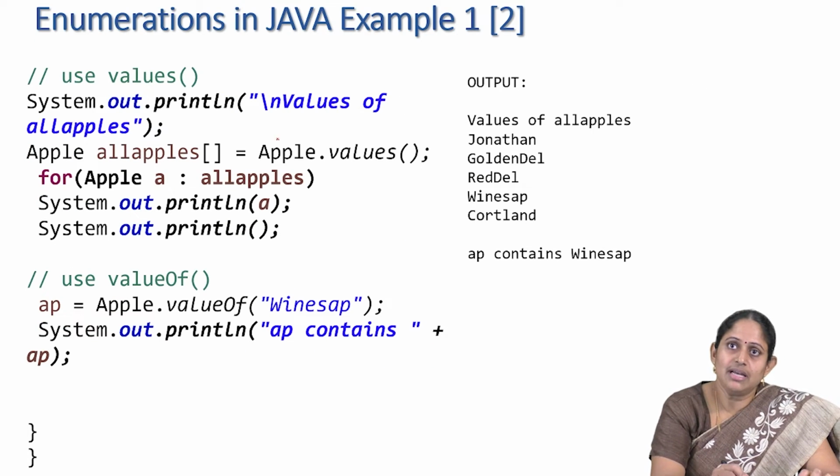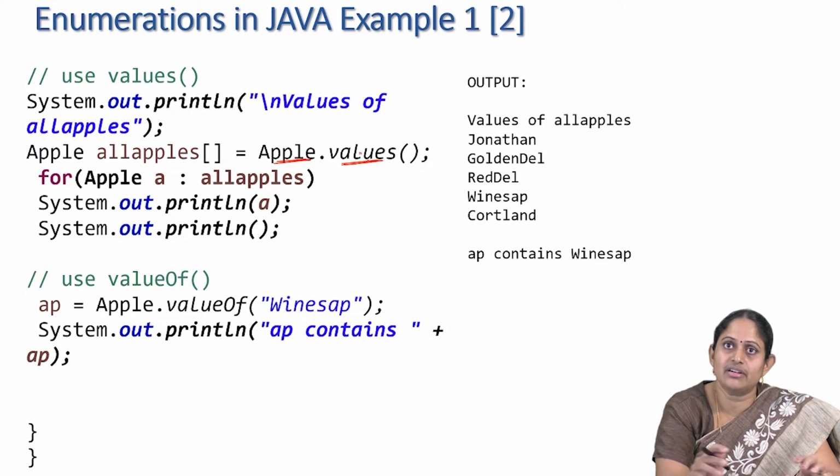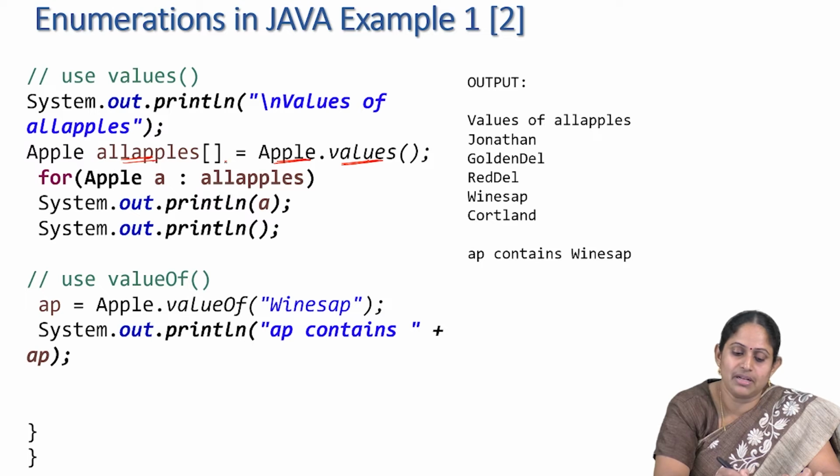Now we are using the Apple's values method. So the values method will return an array of the enumeration constants. So here we are calling values over the Apple enumeration. It will return all the constants available inside that into the array allapples.